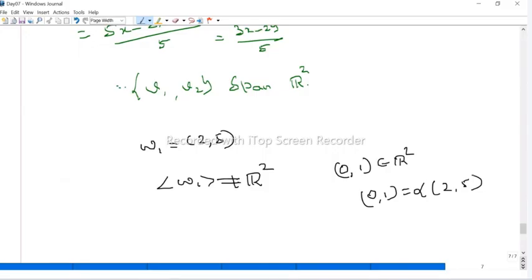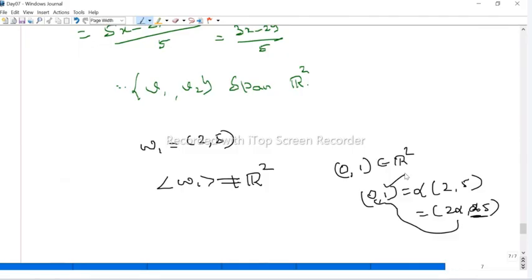We cannot find such an alpha. Suppose such an alpha exists. Multiplying inside, we get (2 alpha, 5 alpha). Now if you compare the coefficients, we get 2 alpha equal to 0, therefore alpha should be 0. But if alpha equals 0, we get a contradiction because the second coordinate is not 0, while the left hand side gives 0. Therefore we cannot find such an alpha, so with any single vector in R2 we cannot span the entire space.